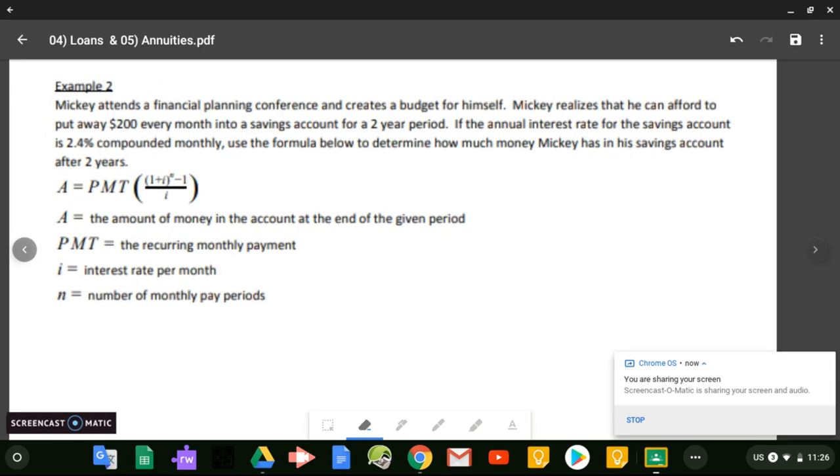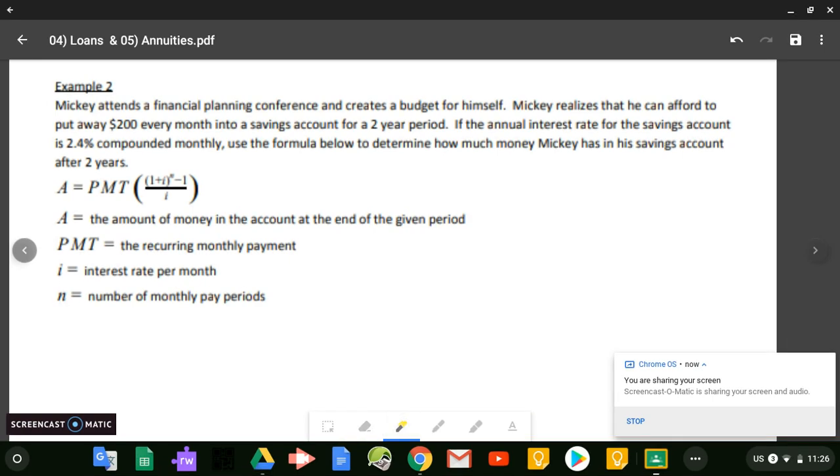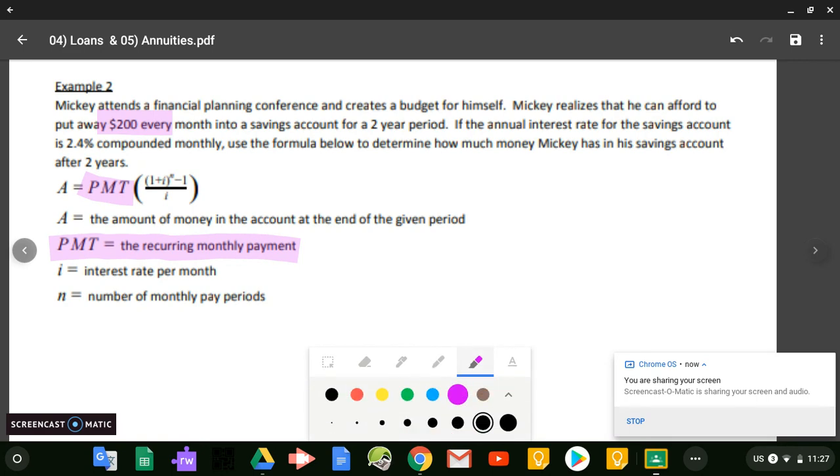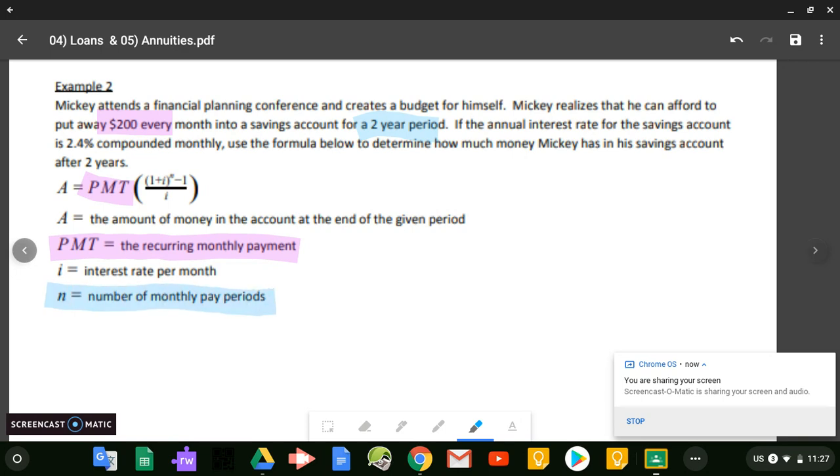Let's see. Mickey realizes he can afford to put away $200 every month. So if you look here, that's going to be your recurring monthly payment because that's how much you can save every month. And he's doing this over a 2-year period. So that's going to be this piece.